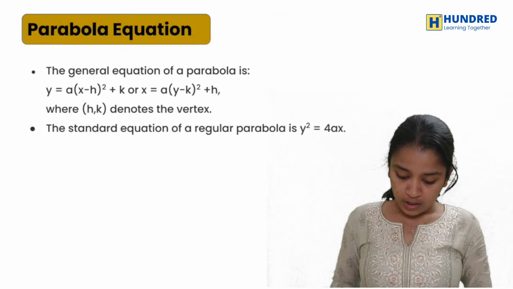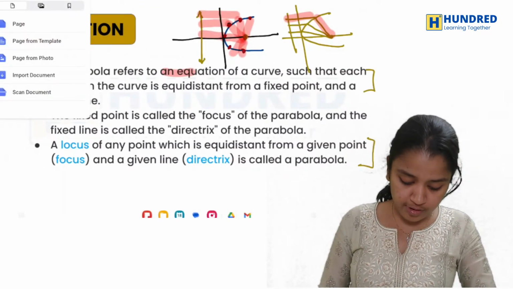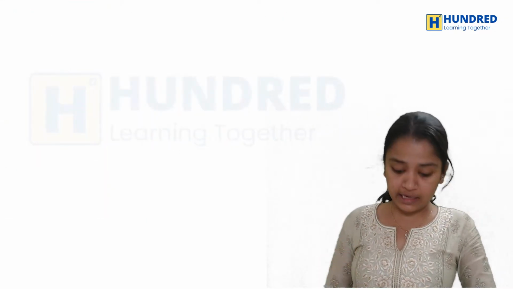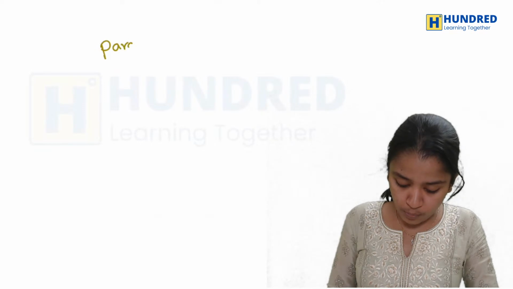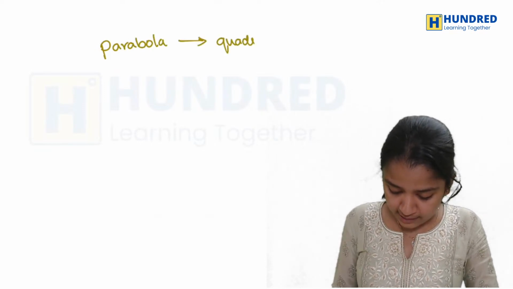Now, before going to the equation of a parabola, generally a parabola will be a quadratic equation.